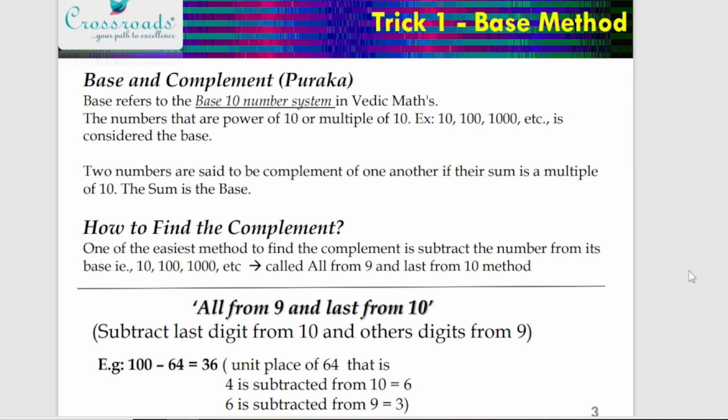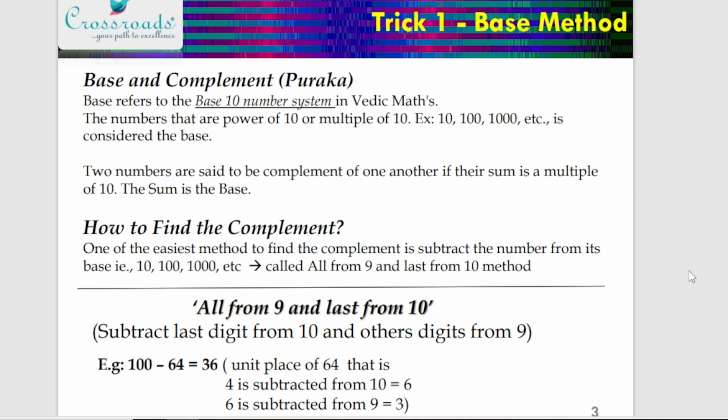Some people also believe that when using the base method we use only powers of 10 like 10, 100, 1000, 10,000, etc. But in some cases we also consider 20, 50, sometimes 300, 500. Even these numbers we consider as multiples of 10 and we use them as the base for multiplication, division, addition and subtraction. Any of the places, we also consider these as the base.